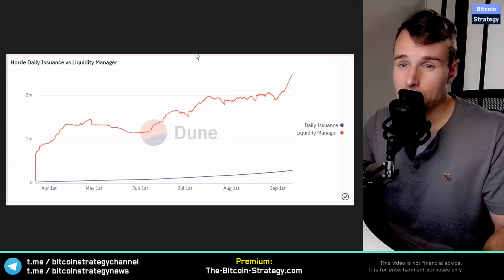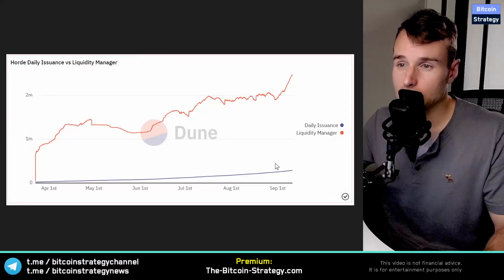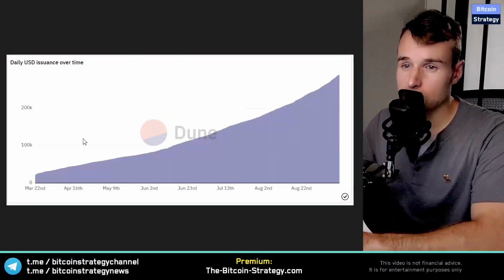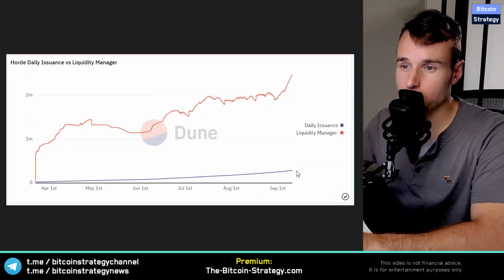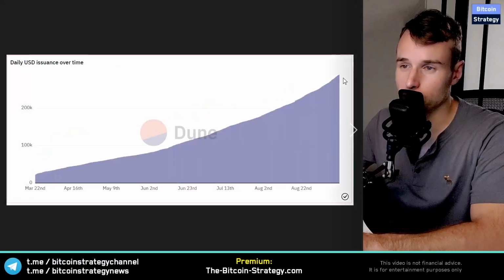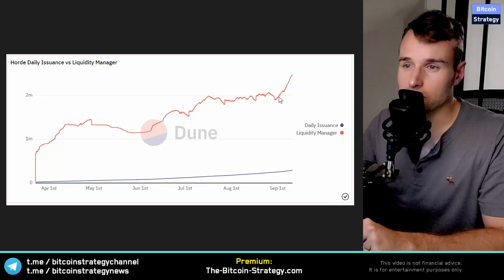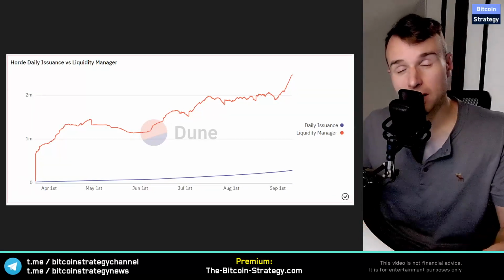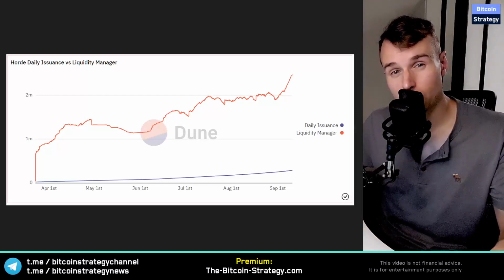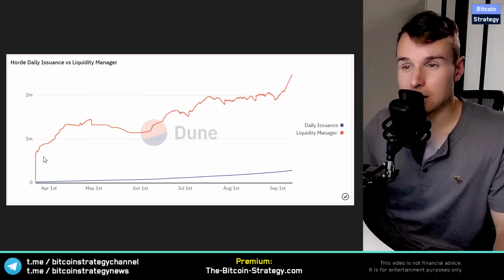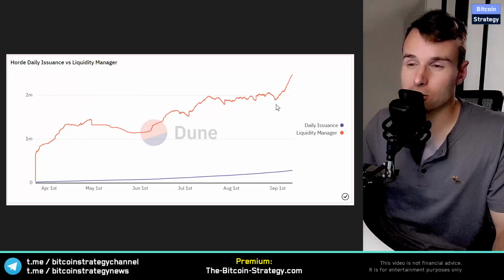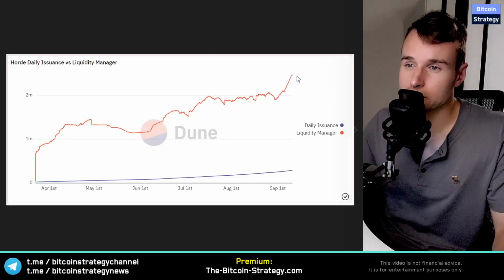What you see over here is a comparison. So in blue, this very small line over here, this is the daily issuance. So it's simply this chart over here, just plotted on a different scale, right? This line here is the same as the chart we looked at before. Now, the line in orange is the liquidity manager balance. So this is how much money is currently in the liquidity manager wallet to support the price. We can see this is actually going up. So that's good. If this was to go down, we would see more outflows out of the system than inflows.